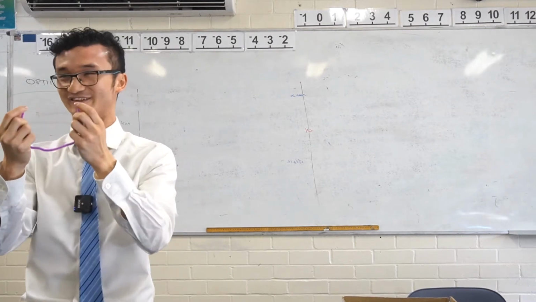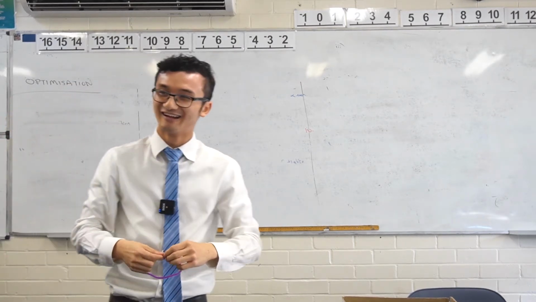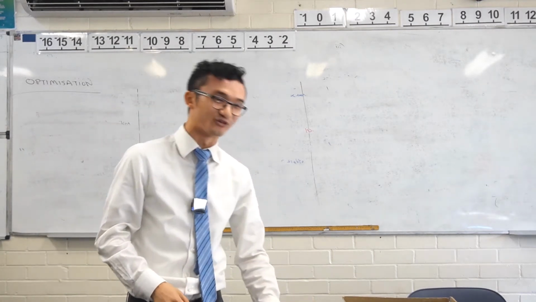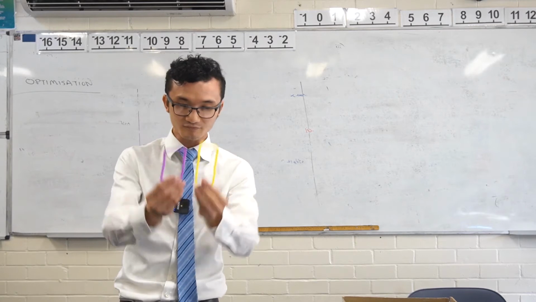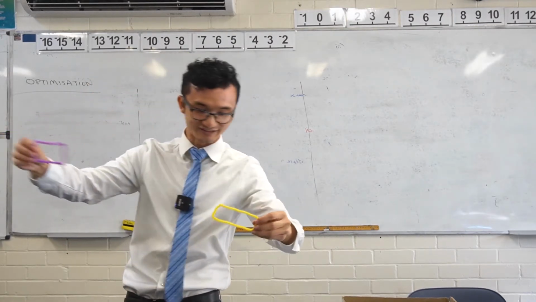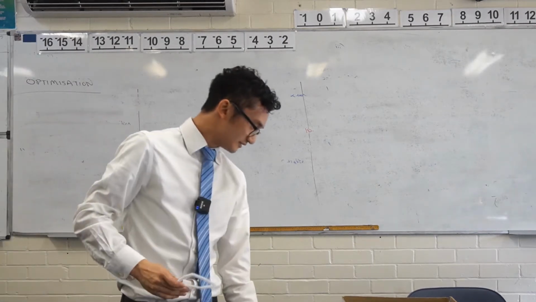Well, they're all the same perimeter, right? So we want the largest area that we can create. I've got 3 examples from people. Out of these 2, which one looks like it has a bigger area? Oh, we got another contender. So, what about out of these 2?